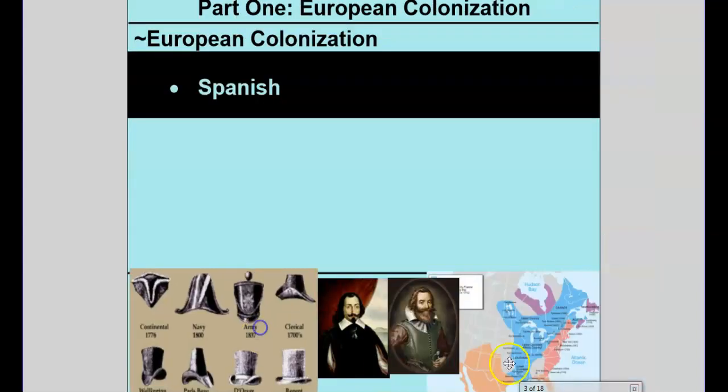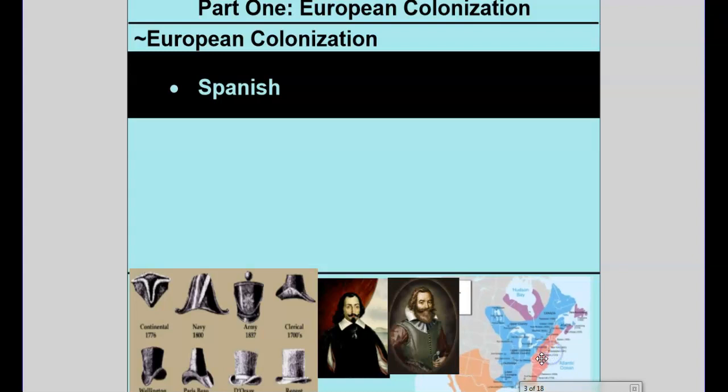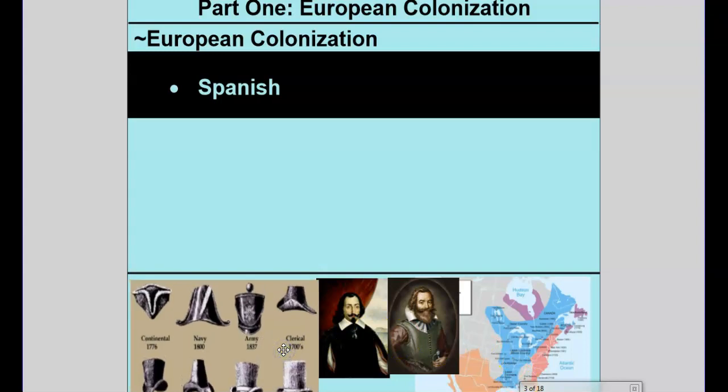Now, for the Spanish, we're not going to sit here and recap everything that we learned about in Unit 1. In Unit 1, we know that the Spanish are in the Americas and they create their massive empire in what is today the Southwest United States, Central America, and South America. Now, one note that I do want to make, we talked about it a little bit in Unit 1 with the Spanish, but I want to reiterate it here.